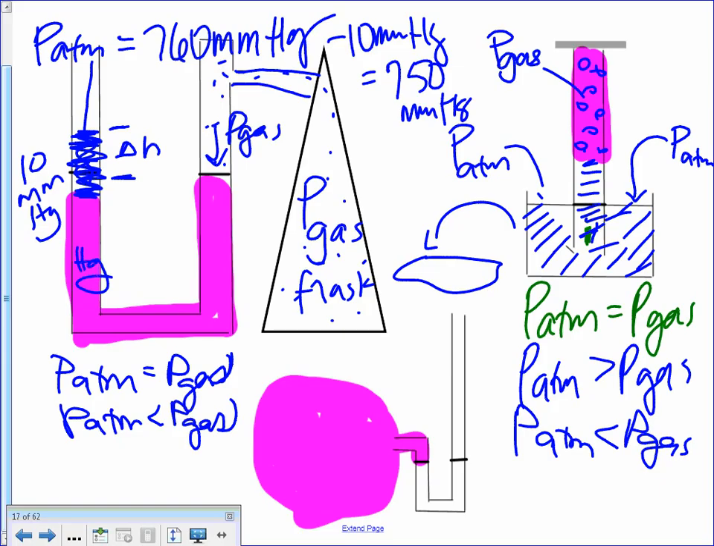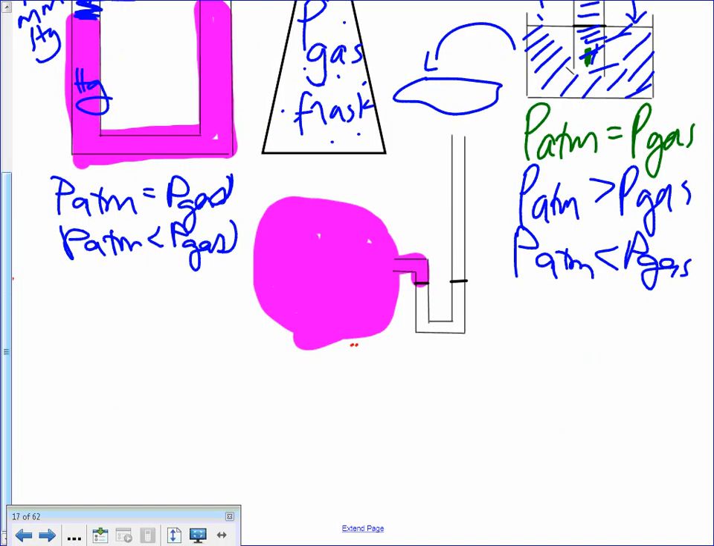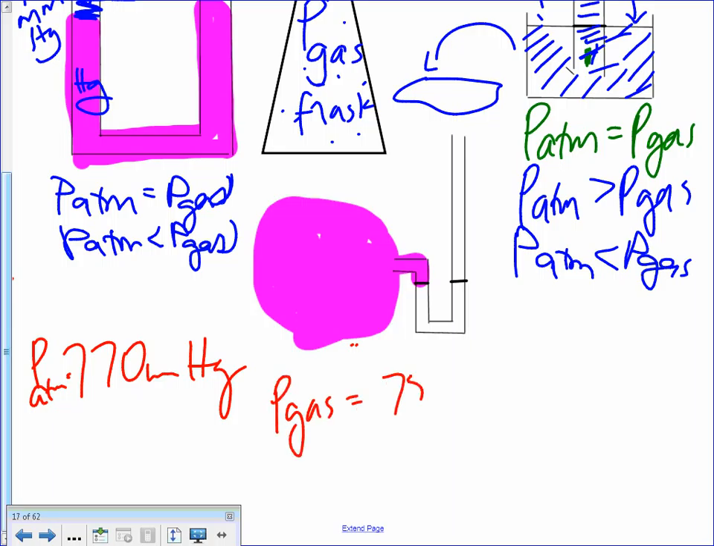So what if it were the other way? What if the height had differed here by 10 millimeters of mercury? What would be the atmospheric pressure? 770, because it's stronger by 10 millimeters, and so you increase it. So then what would the gas be? If you said the P of the atmosphere is 770 millimeters of mercury, what would be the P of the gas? 750, because it would be 10 less than what equal was. Equal was 760, so the P of the gas would be 10 less, which would be 750 millimeters of mercury.